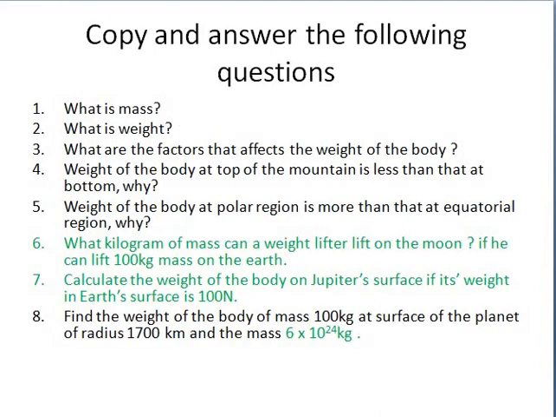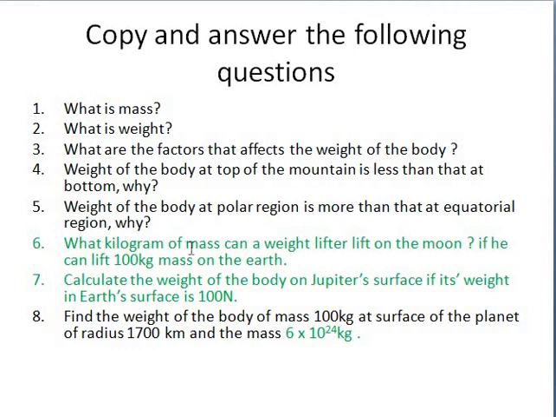Now we have some exercises. Copy and answer the following questions. Okay, very simple questions are there. What is mass? You define. You can do this. What is weight? What are the factors that affect the weight of the body? Weight of the body at the top of a mountain is less than that at the bottom. Why? Now, weight of the body at polar regions is more than that at the equatorial regions. Why? All these questions, okay, you can solve by taking help from the previous videos also.